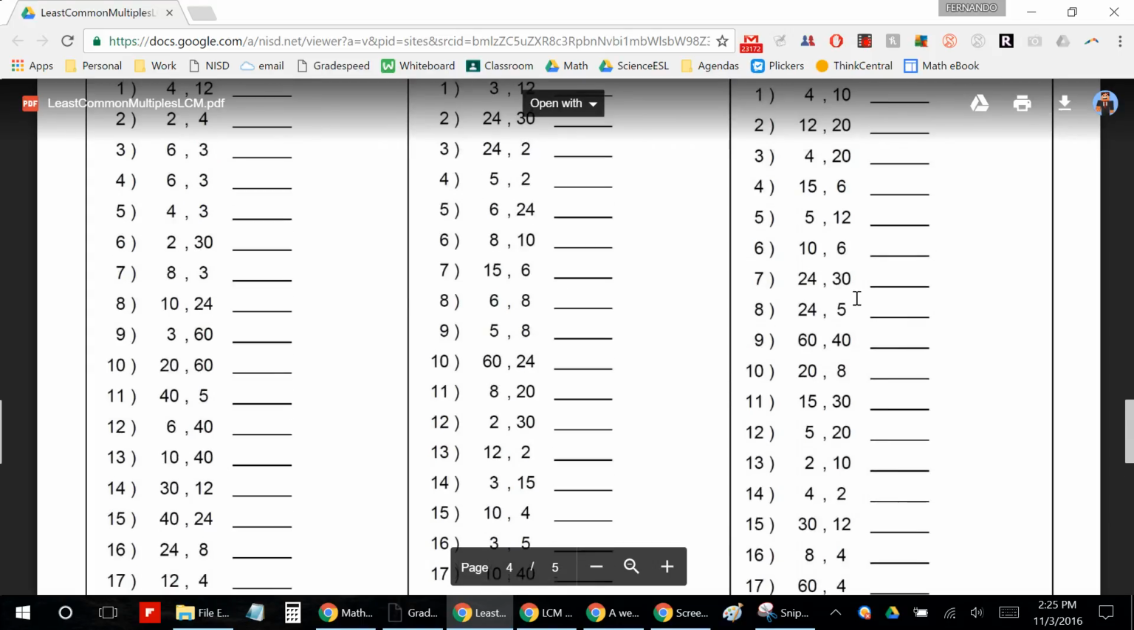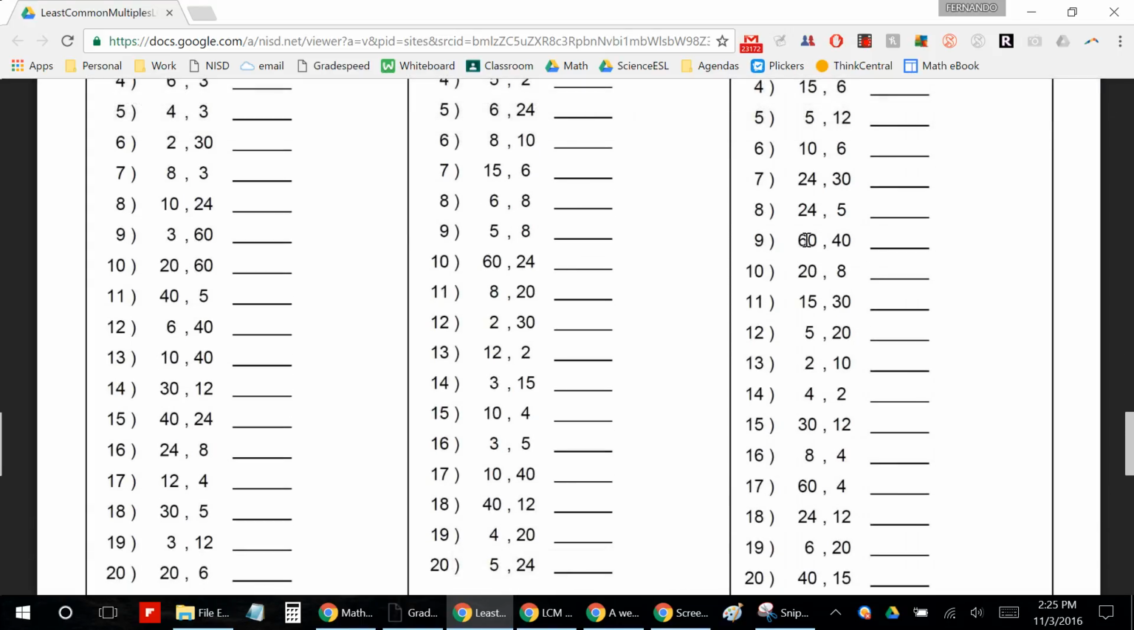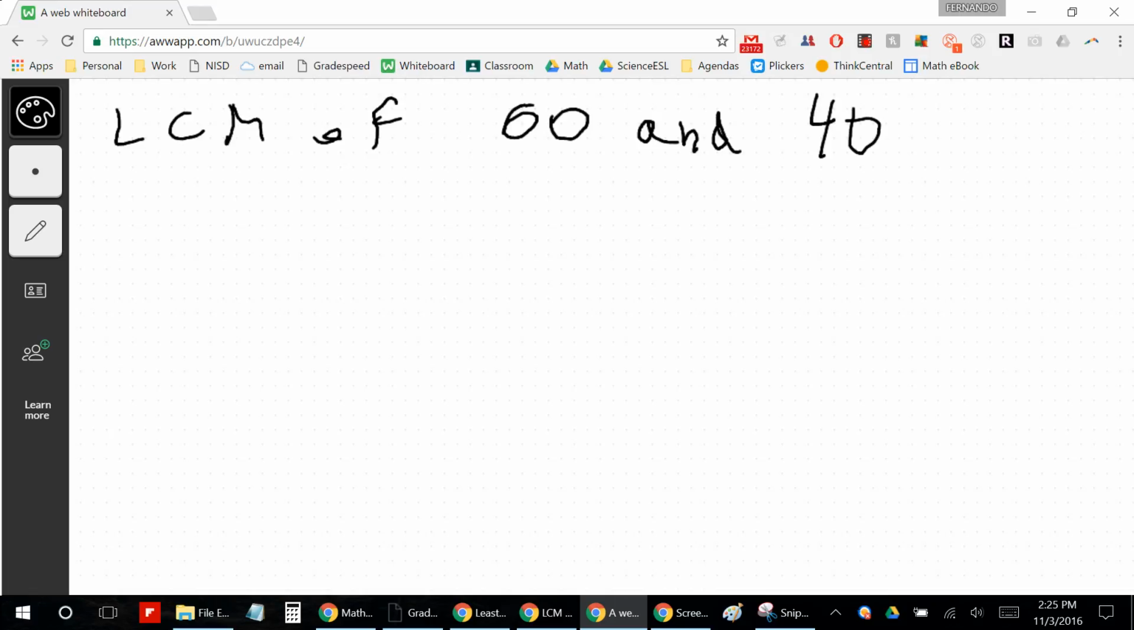Okay, day 3, 60 and 40 over here, number 9 on the right. So, again, like before, LCM of 60 and 40. Okay, that's a 6 actually. Okay, there you go. 60 and 40. So we're gonna do the multiples like before.